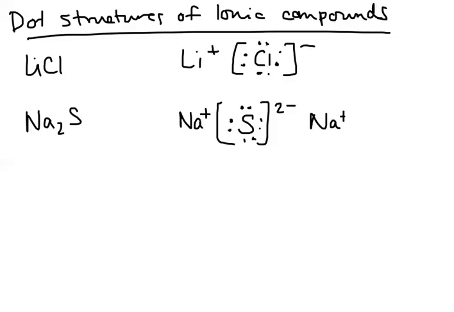It might be the other way around, where you only have 1 positive ion, but you have 2 negative ions. For example, MgCl2. What does the magnesium ion look like? That's the neutral magnesium. Neutral magnesium has 2 dots. It's going to lose those 2 dots to become Mg2+.